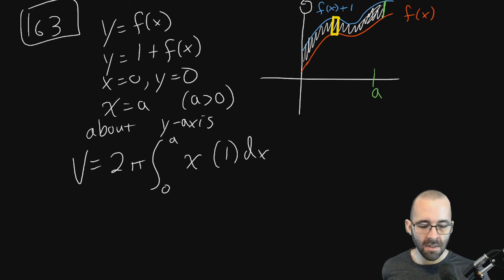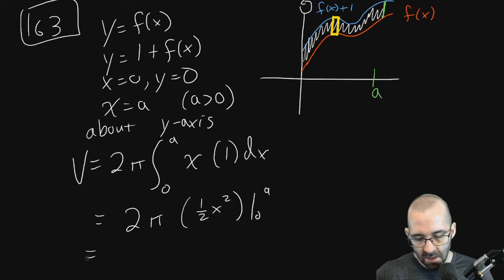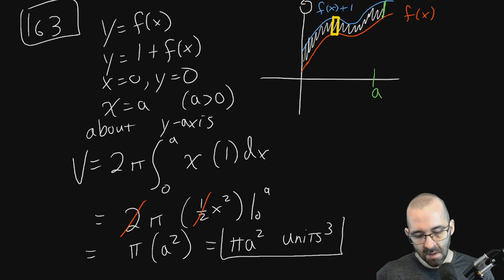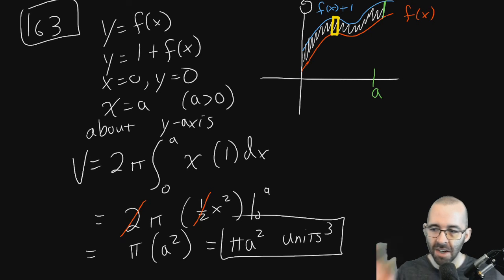Any time, the distance between these two curves is always just 1. So this is just going to be 2 pi. Antiderivative of x is 1/2 x squared from 0 to a. The 2 pi and the 1/2 cancel, actually. We just get pi times a squared minus 0 squared. Just pi a squared. Units cubed. No matter what the function is, no matter what a is. Don't believe me? Let's visualize it. So the problem's done, the video's done.